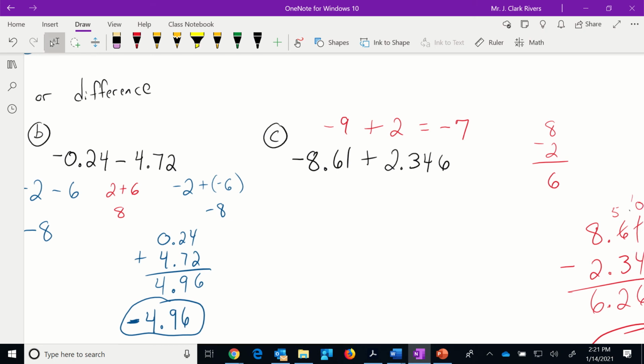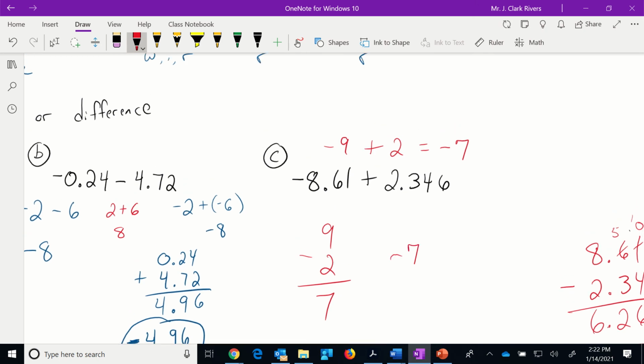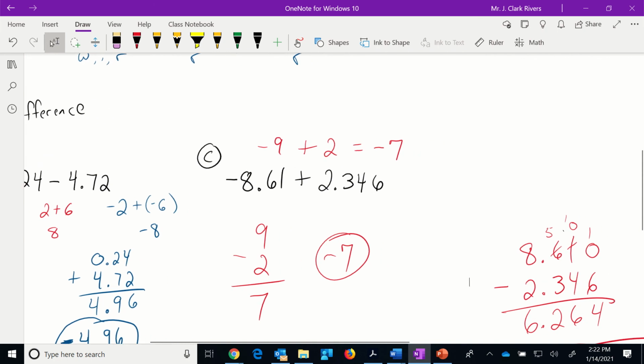Now, -9 plus 2. If we say 9 minus 2 is equal to 7, and we put the negative sign in front, we get negative 7. So that's the way I think about negative 9 plus 2. I say, okay, well, negative 9 is further from 0, so we know that's going to be a negative sum. And I've got to figure out how far apart 9 and 2 are. In other words, what's 9 minus 2? So 7. And then you put the negative sign in front. So there you go.